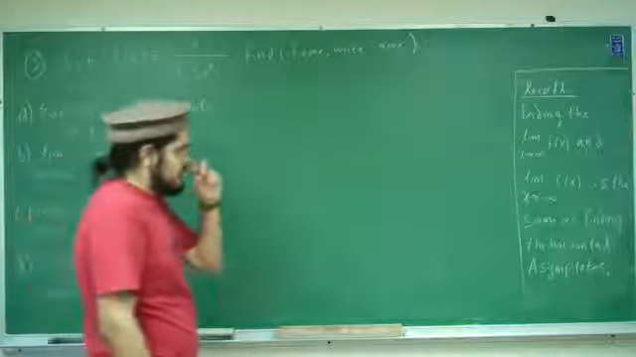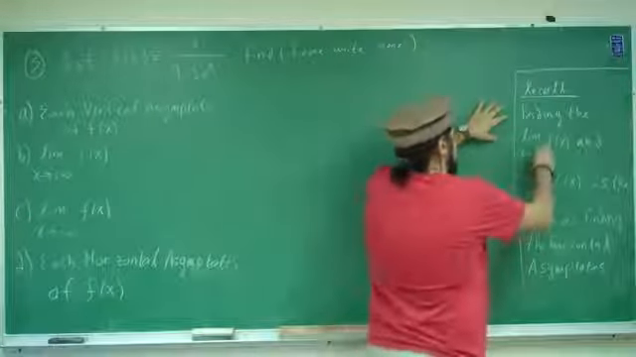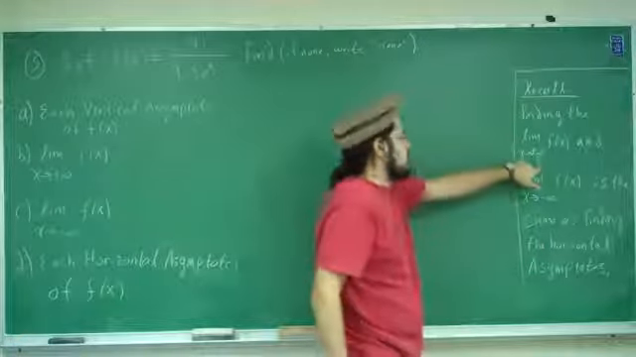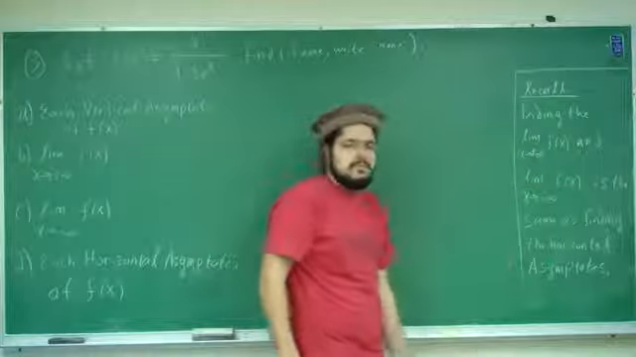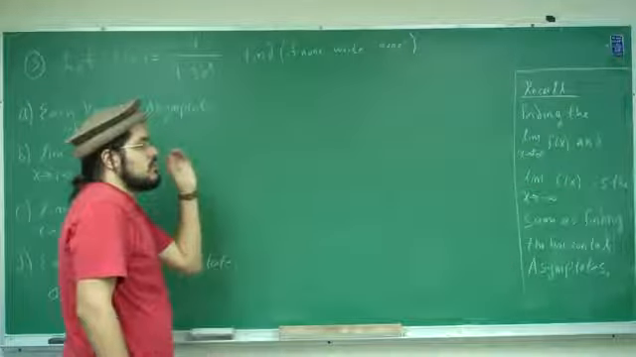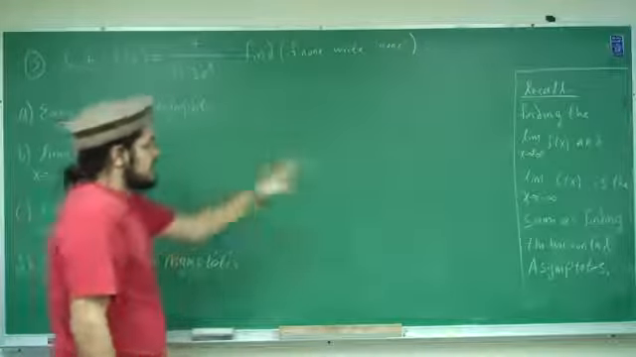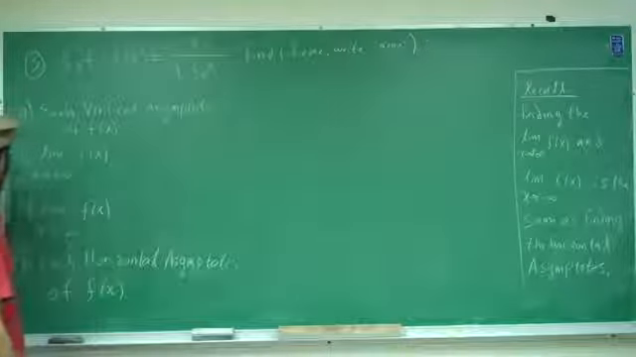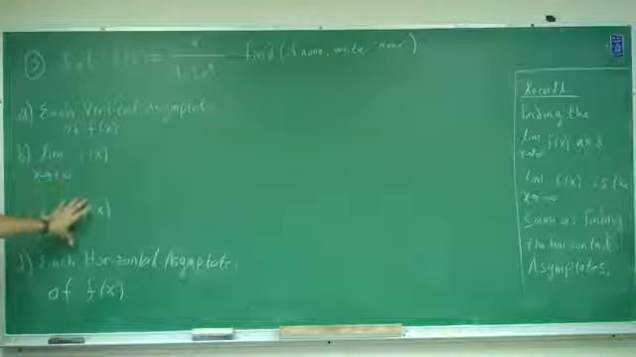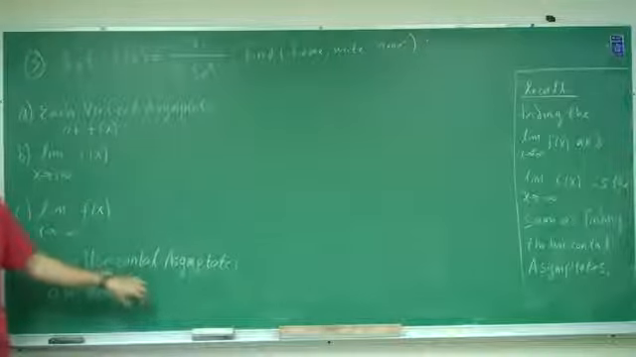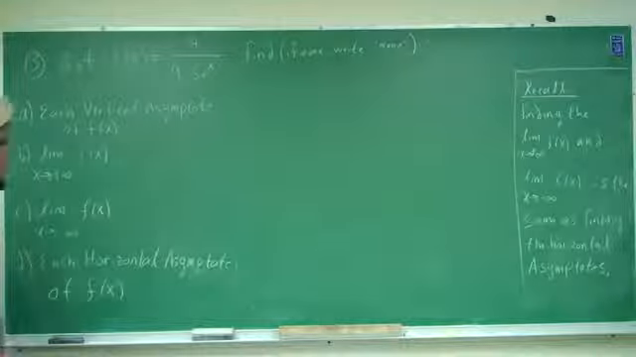Alright, before we start this problem, just a quick recall. Remember that finding the limit as x approaches positive infinity of the function and the limit as x approaches negative infinity of the same function is the same as finding the horizontal asymptotes. So we'll definitely need that for B, C, and D, because if we find B and C, we're automatically finding the horizontal asymptotes. Once we find these two values, we already found the answer to D.